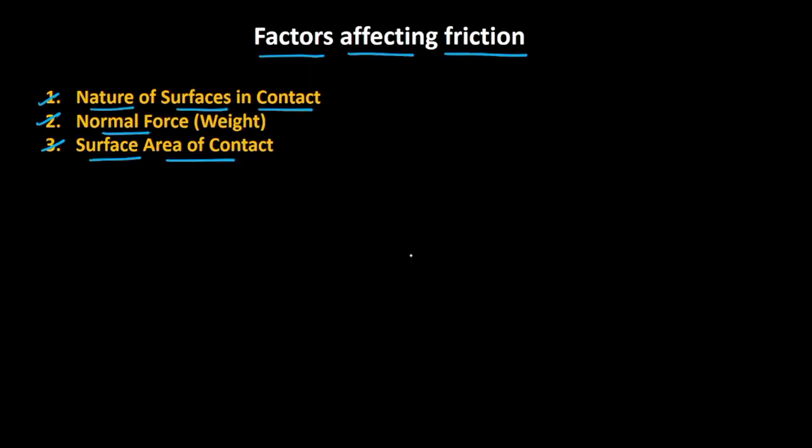So I hope you are now clear with what are the factors affecting friction. The nature of surface in contact: if the surfaces are rough, the friction force would be more. Normal force: if the weight of the object is more, if the normal reaction is more, then the frictional force would be more. And the friction is independent of the surface area of contact.